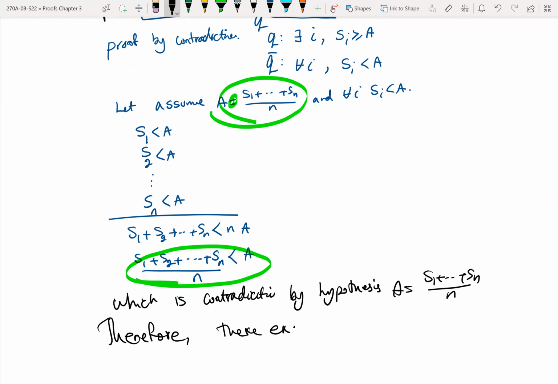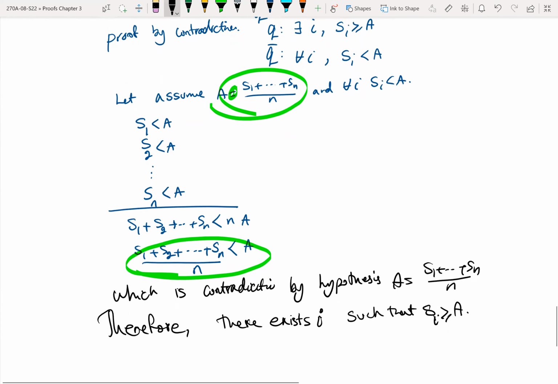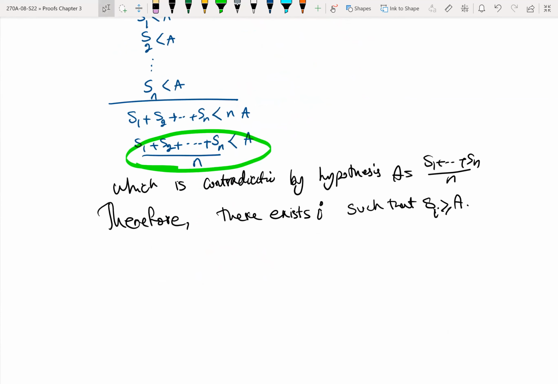There always exists one i such that S sub i is bigger than or equal to A. Question here? Any question here? Do you have any question?